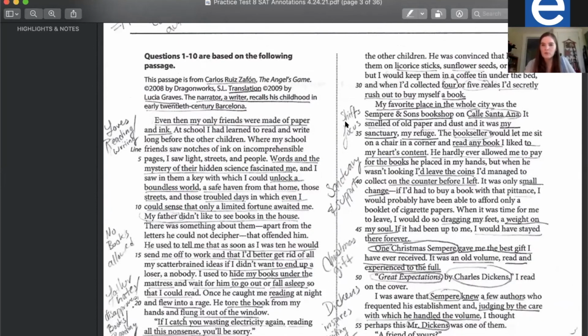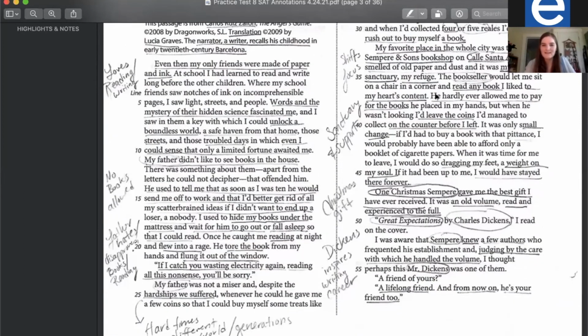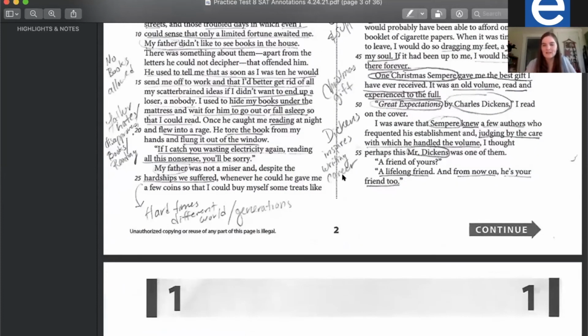I underlined kind of key phrases here. I noted where it was shifting focus. I kind of identified that this is talking about his sanctuary and support, which is very different from the first kind of beginning. Christmas gift, like main ideas here. We're going for breadcrumbs basically to help you get to the right answers.